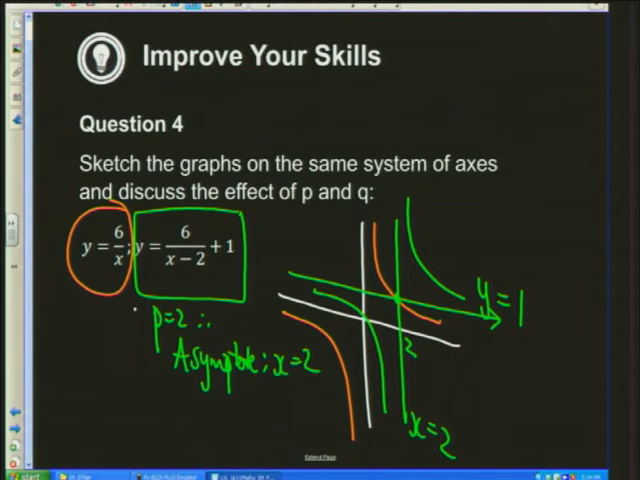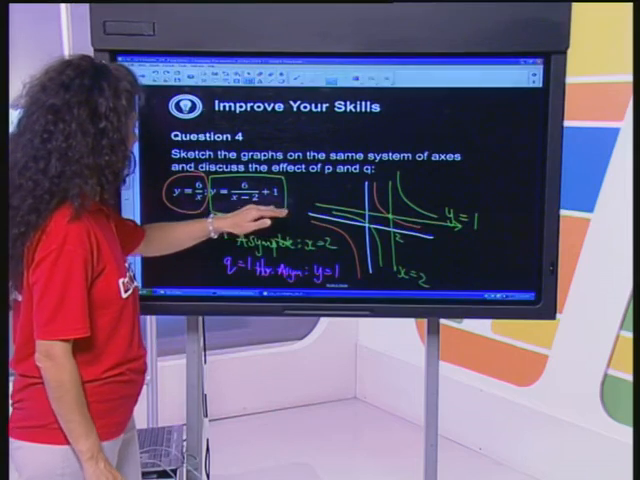And why do we have a break now at 2? Because if I have 2 minus 2, I've got 0 in my denominator. That creates an undefined statement. So therefore 2 is my discontinuity line. And q is equal to 1. So my horizontal asymptote is y equals 1. Okay, so that's where the discontinuity is.